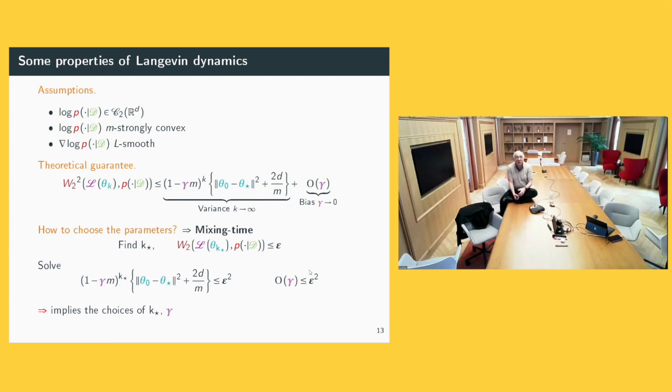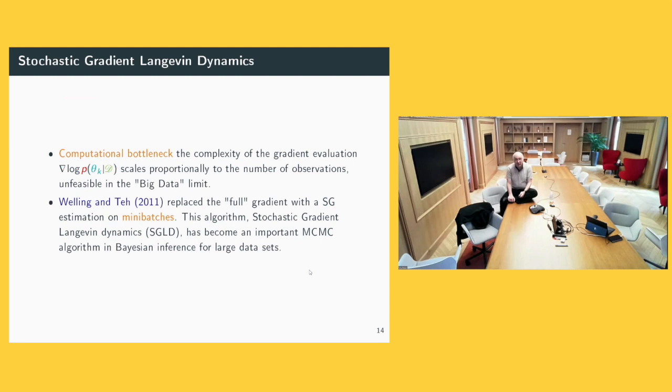And you have a bias term, for which you have an explicit expression. The important thing to know is that this bias term is of order gamma under strong assumptions, and from that you can obtain some kind of mixing rate. Okay, so that's what is known.